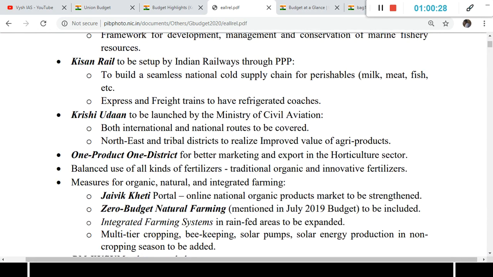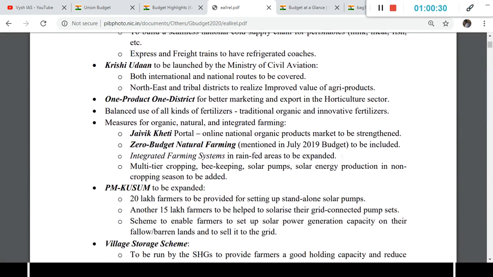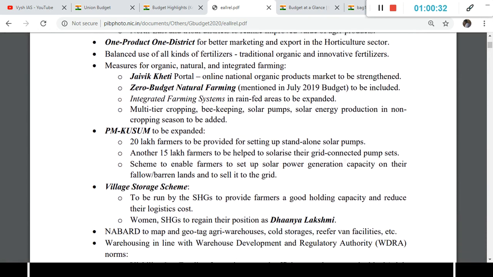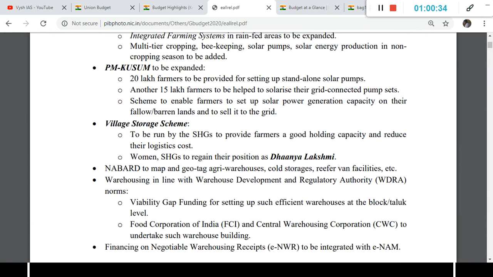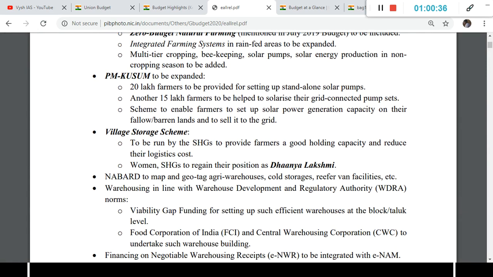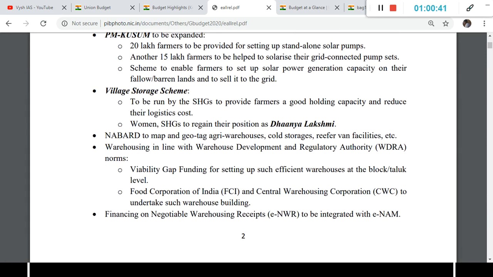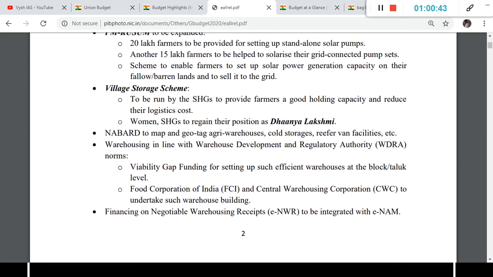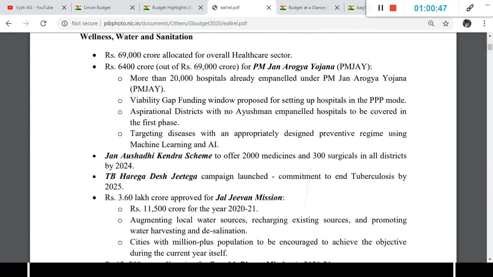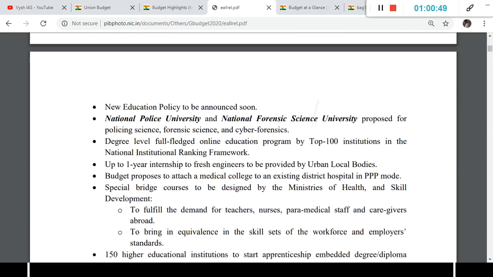Kisan Rail, Krishi Udan, one product one district, Jaivik Kheti, zero budget natural farming, PM Kusum. Kisan is a different scheme. Okay, I got confused. PM Kisan, PM Kusum, village storage scheme. These are all new things. So if you see here, what more notes do you need? This is the notes. Okay, if you read this, that too not every page, only the first 5-10 pages will have these kinds of schemes.